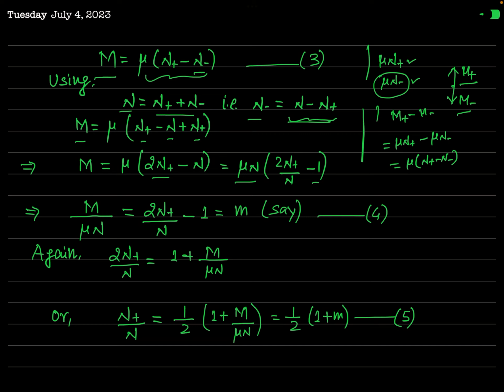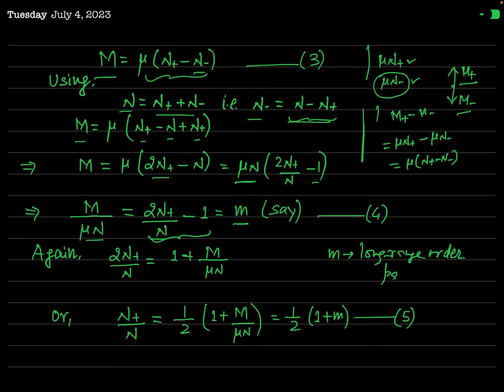Now let us divide this m by the factor mu n, and so your result will be m divided by mu times n, and that will be equal to 2n plus divided by n minus 1. Actually, this quantity 2n plus divided by n minus 1 is just a number. This is represented by the symbol m, and this m is actually called the long range order parameter.